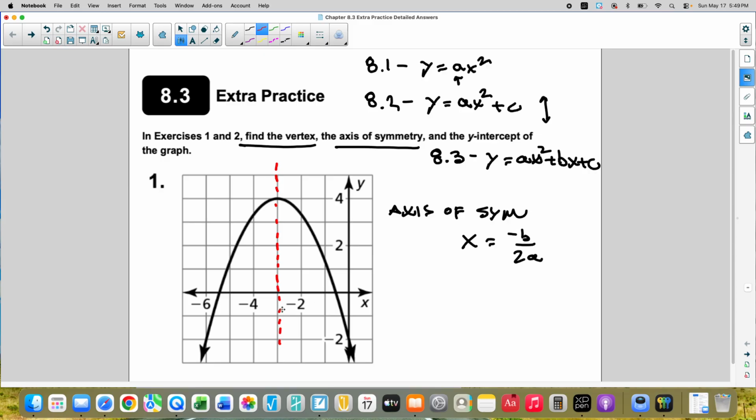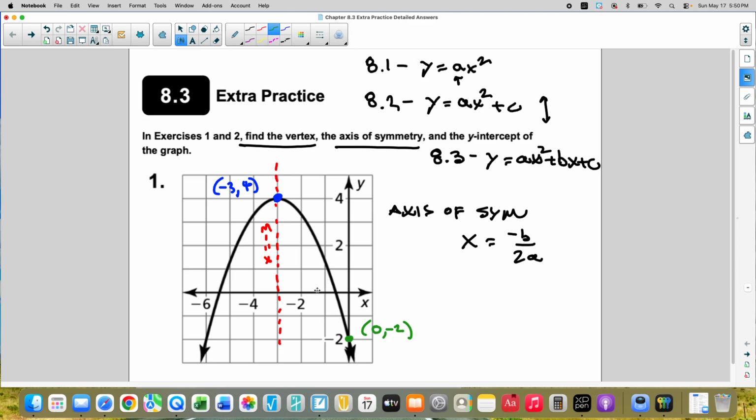So I don't have the equation for this, but we could derive this x equals -3. So it says find the axis of symmetry. The axis of symmetry is x equals -3. And then the vertex is going to be the maximum point. The max point is going to be -3, 4. So that's my vertex. And then my y-intercept is here. That's 0, -2.